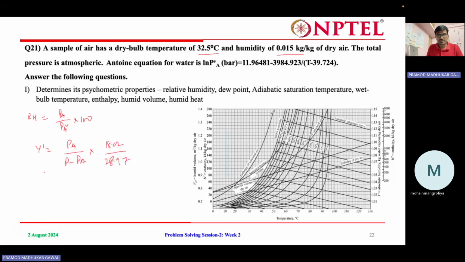Total pressure is 1 atmosphere. The unit of pressure here is atmosphere, so you have to convert it. 1 atm equals 1.013 bar, right? Put this Y value here, so you will get the partial pressure. I already calculated the partial pressure, which is equal to 0.02385 bar.